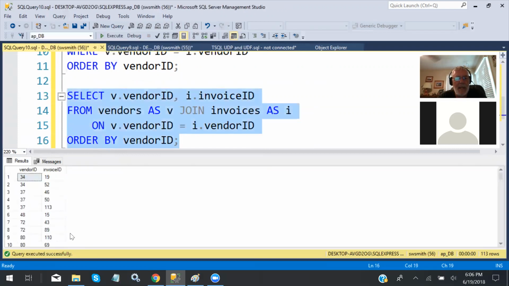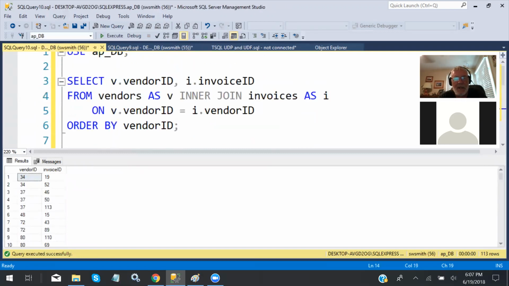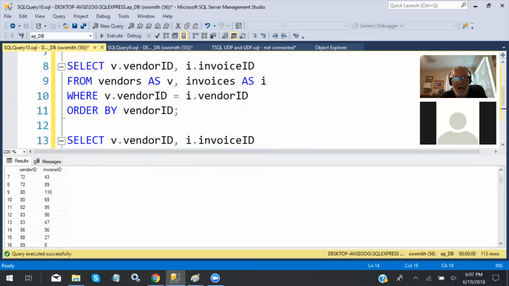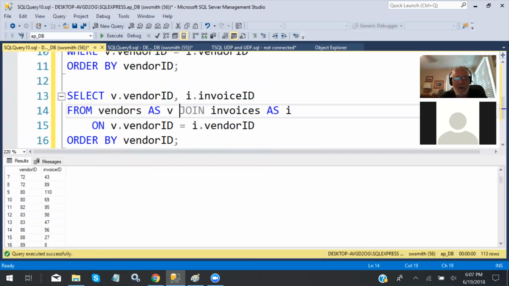but I will not be happy with it, because if we say vendors as V join invoices as I, if we drop this keyword inner join, I will not be happy. I will take off points. I think the textbook does that in a couple of places.